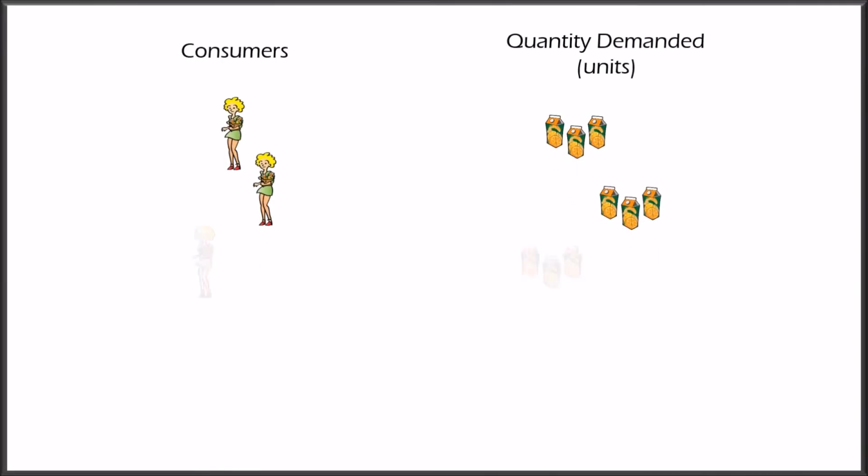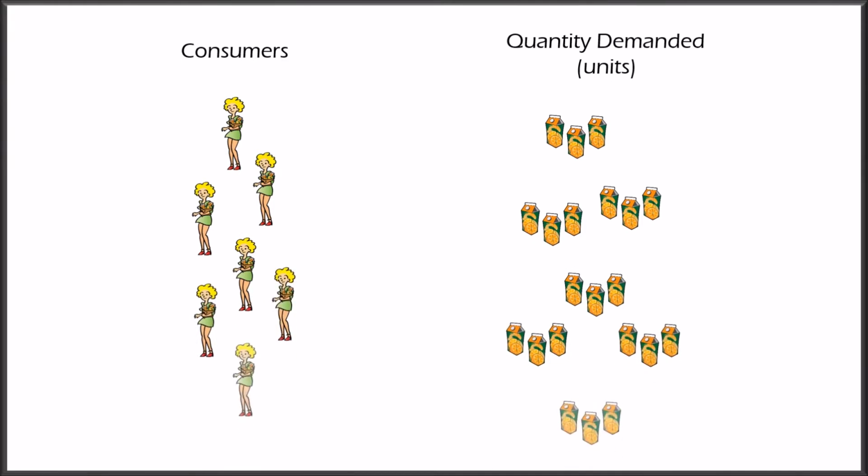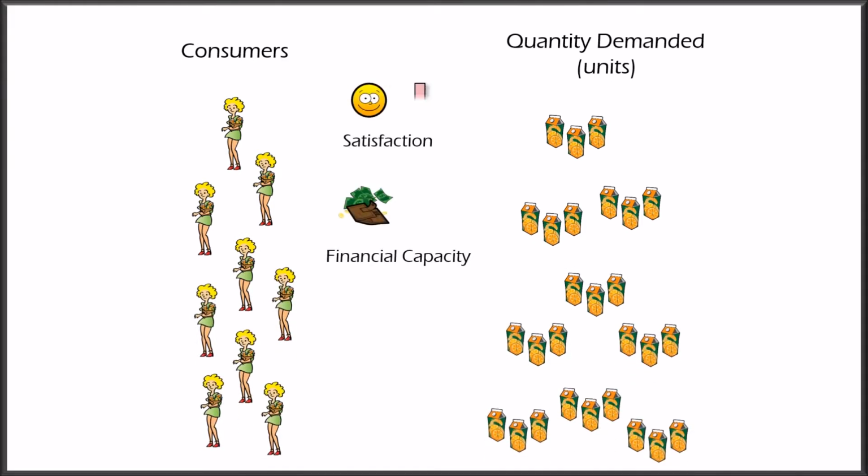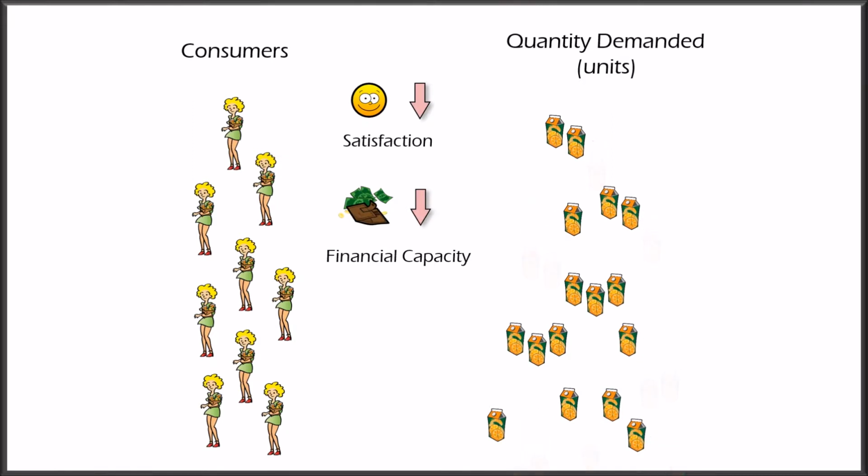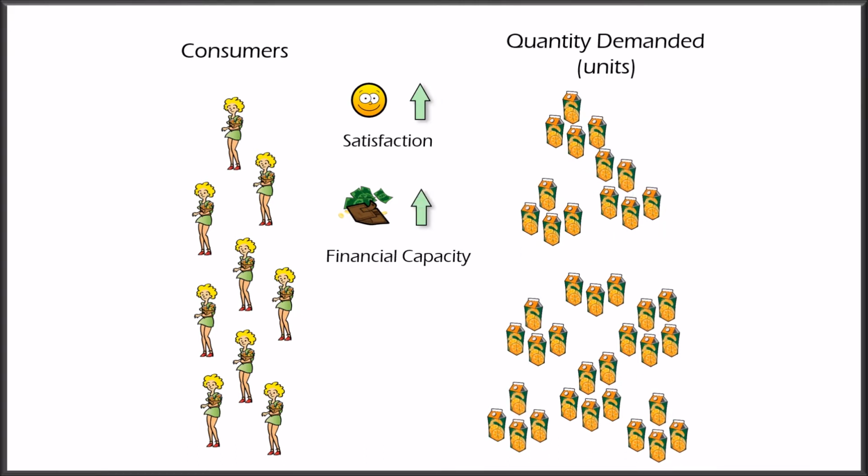What is true for one individual is also applicable to the whole market. A general decrease in satisfaction or financial capacity will lead to a decrease in the market's demand for that product. Note that not every single consumer will necessarily decrease their demand. For those that do, they will likely not decrease their demand by the same amounts. However, the total market demand will decrease. Similarly, a general increase in satisfaction or financial capacity will lead to an increase in the market's demand for that product.